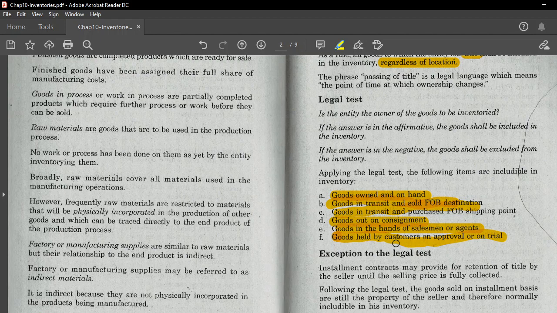Pero since holiday man ang December 31, wala siya na-load or wala siya nasakay dito sa cargo ship, nandito siya sa wharf, still those inventories are ours. So dili pa ni pwede ipasa sa buyer kay naa pa sa ato ang possession. Okay? So those items are included gihapon sa atong inventory.